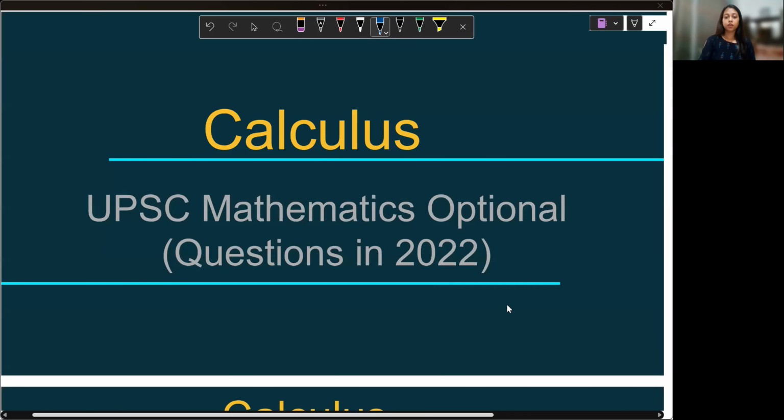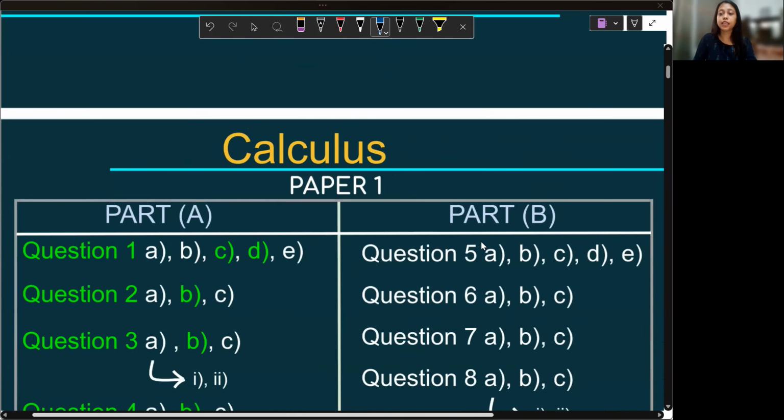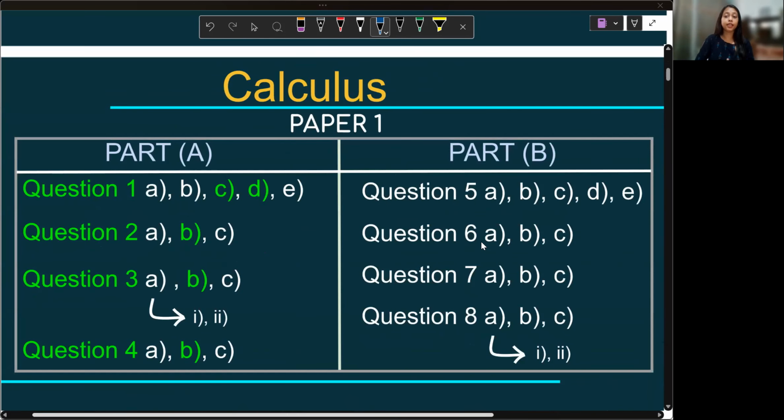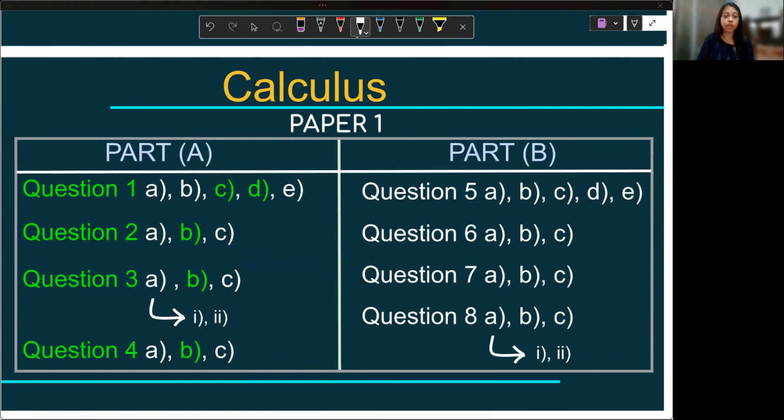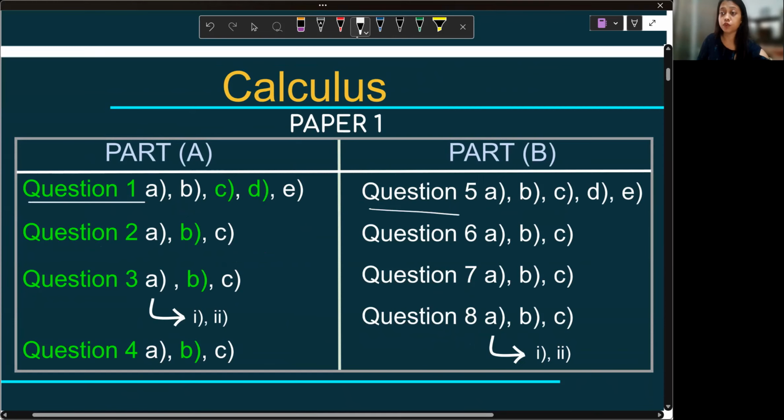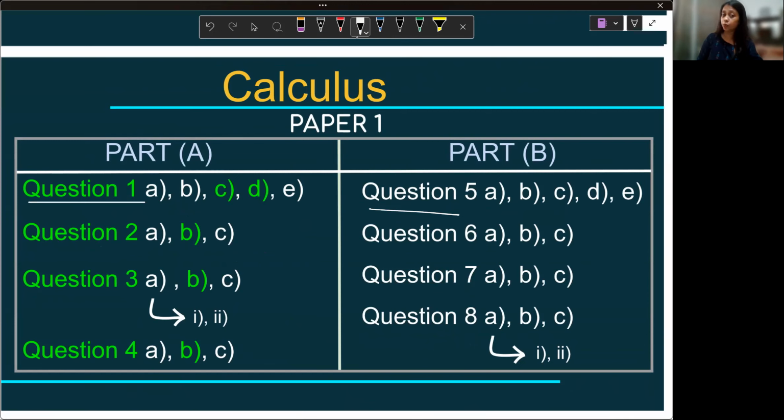So in the 2022 paper, we had some very intriguing questions. So let's discuss them. Let's solve them together. So let's start. So here we have the questions. This is the format of your paper. Part A and Part B have four questions each, in which the first question is mandatory to attempt. Question number 1 and question number 5. So first and 5 are mandatory to attempt in both of the parts, right?